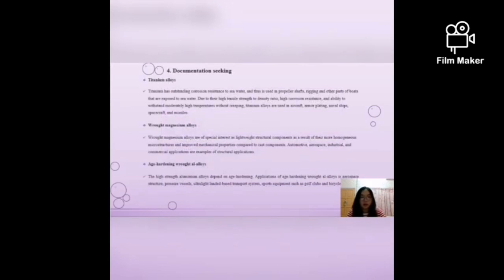The last step is documentation seeking. It is used to support the information for material candidates. First, titanium alloy. Titanium has outstanding corrosion resistance to seawater and thus is used in propeller shafts, rigging, and other parts of boats that are exposed to seawater.